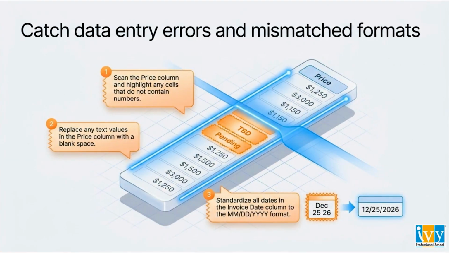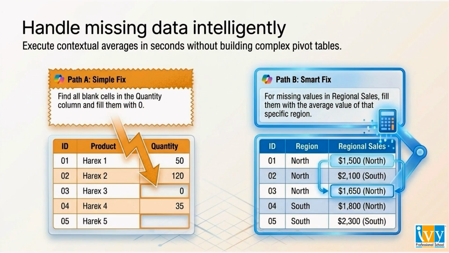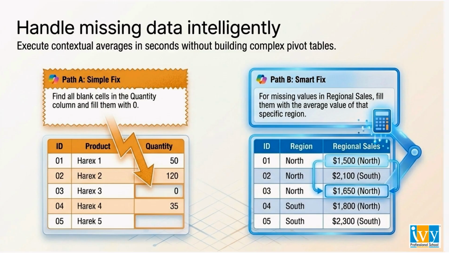Copilot helps catch data entry errors quickly. You can ask it to scan columns for non-numeric values, replace them with blank spaces, or standardize date formats throughout your entire dataset to ensure consistency. When dealing with missing data, be context-aware. You might ask Copilot to fill blank cells with 0, or for more advanced tasks, fill them with the average value based on a specific category, like region or product type.